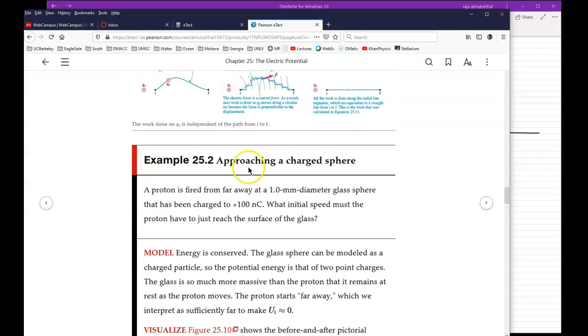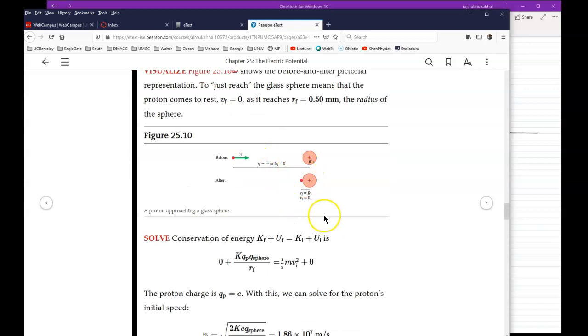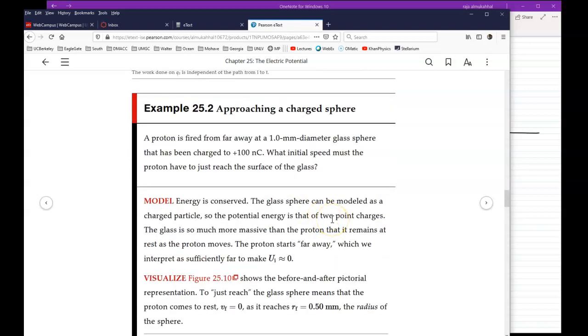There it is. Approaching a charged sphere. And there is a picture associated with it. He says, a proton is fired from far away. Okay, look at that word. Underline this word, far away. Why would he say something like that? A proton is fired from far away at a 1 millimeter diameter glass sphere.